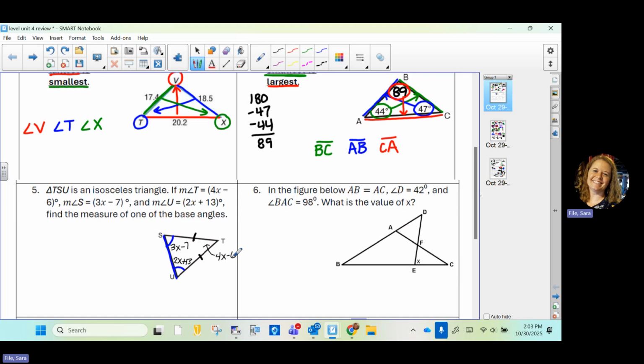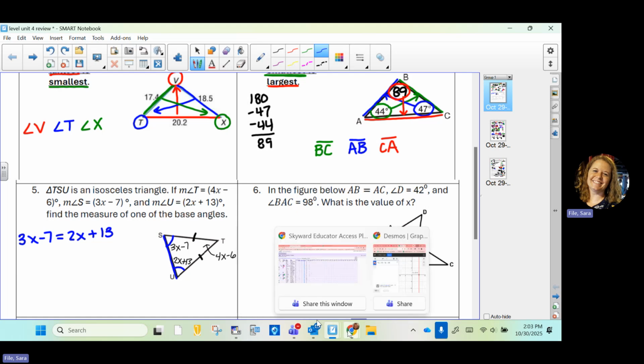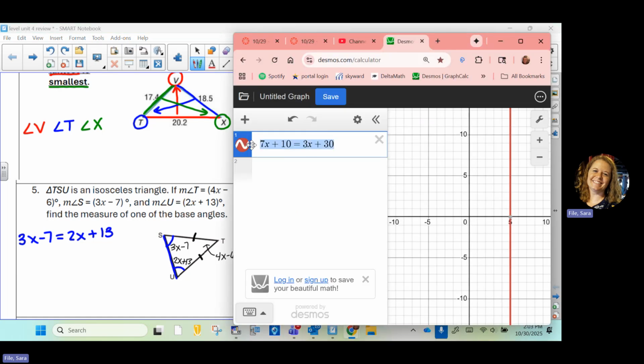Okay. But really, all I need here to be able to find x is the base angles, because I know that the base angles are congruent, don't I? Yep. So I can just write those equal to each other. So I can say 3x minus 7 must equal 2x plus 13. Do I need to do this by hand or can I use Desmos? Desmos. Yeah, I'm going to go use Desmos and I'm going to type this one in, which is 3x minus 7 equals 2x plus 13.